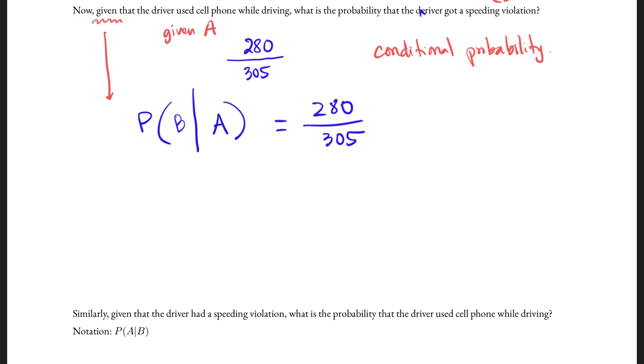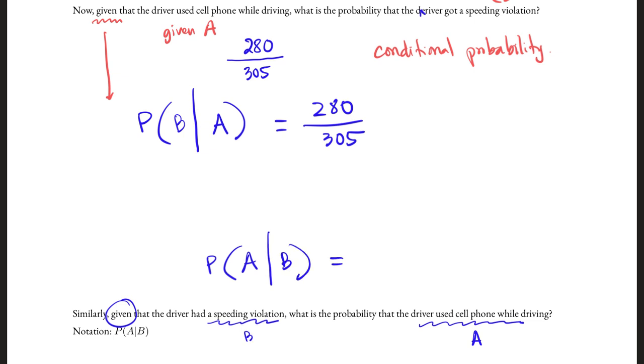Similarly, given that the driver had a speeding violation, what is the probability that the driver used cell phone while driving? This time, the notation is the probability of what? The driver used cell phone. And the event that the driver used cell phone is the event A. So this is the probability of A given that the driver had a speeding violation, which is the event B.